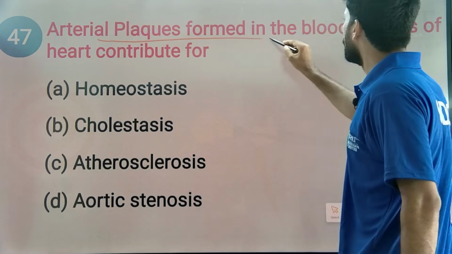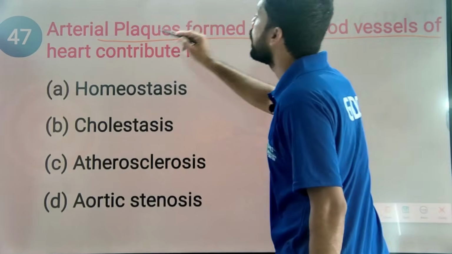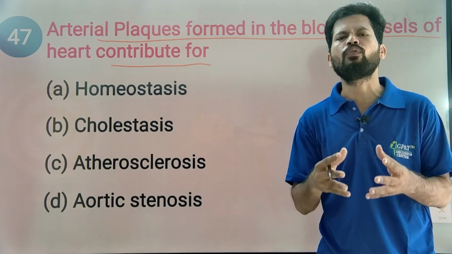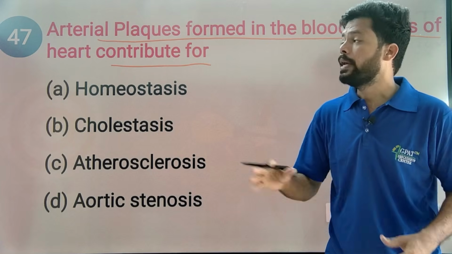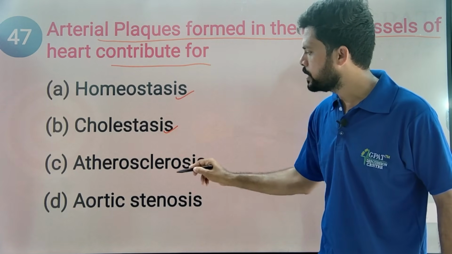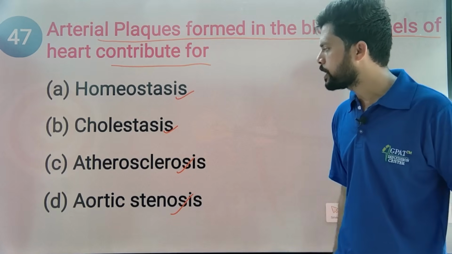Arterial plaques formed in the blood vessels of the heart contribute to arterial plaques. Deposition of fats and abnormal material in the blood vessel is known as: homeostasis, cholestasis, atherosclerosis, aortic stenosis.